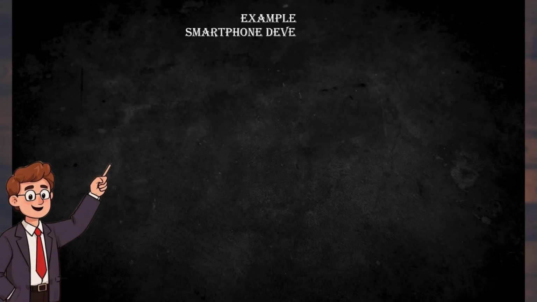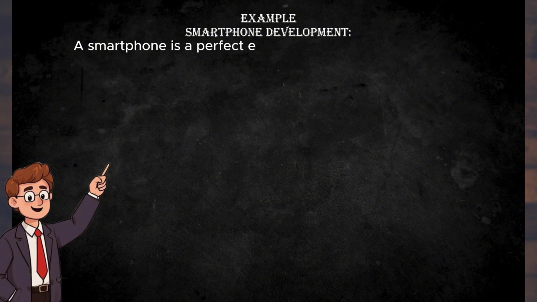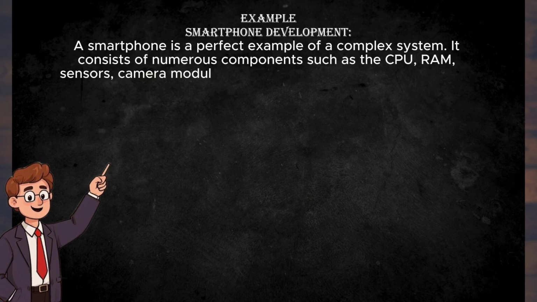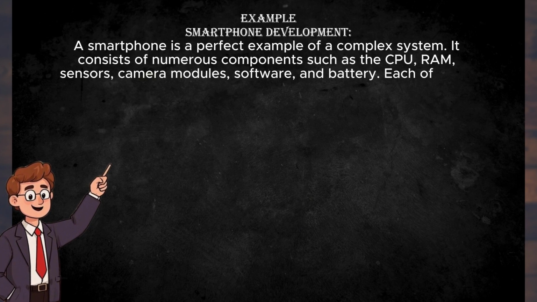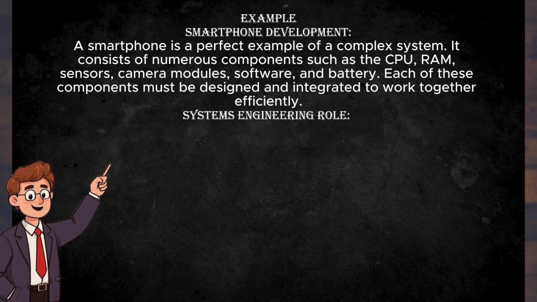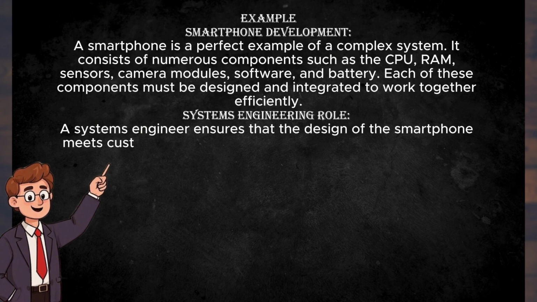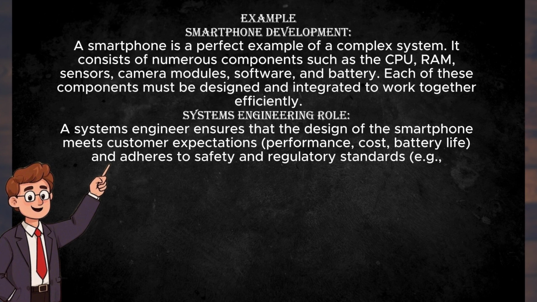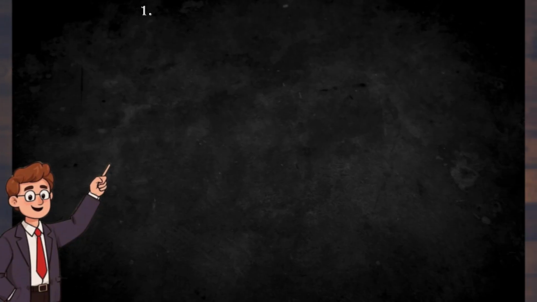Example: smartphone development. A smartphone is a perfect example of a complex system. It consists of numerous components, such as the CPU, RAM, sensors, camera modules, software, and battery. Each of these components must be designed and integrated to work together efficiently. Systems engineering role. A systems engineer ensures that the design of the smartphone meets customer expectations, performance, cost, battery life, and adheres to safety and regulatory standards, e.g., electromagnetic compatibility.